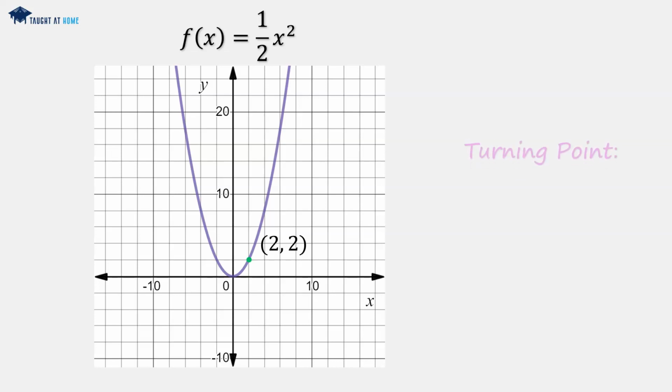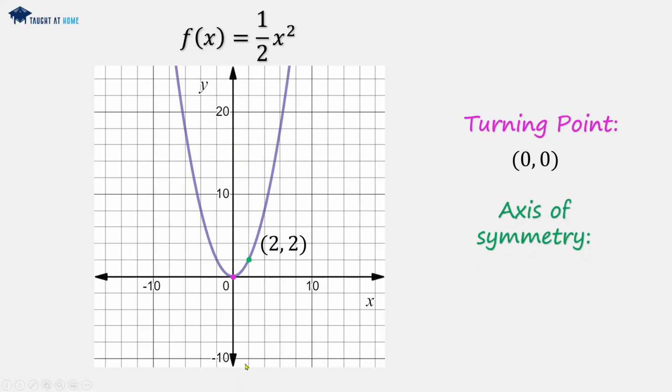So the turning point, this is going to be at its minimum here, which we can clearly see is at the origin. So this is going to have the coordinates 0, 0. The axis of symmetry, again, is going to be at the turning point, and it's going to be the value of x. So this is going to be x equals 0.